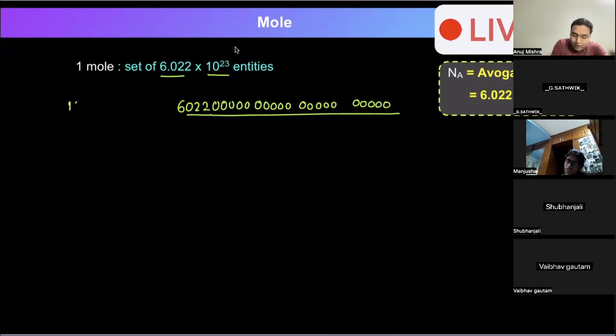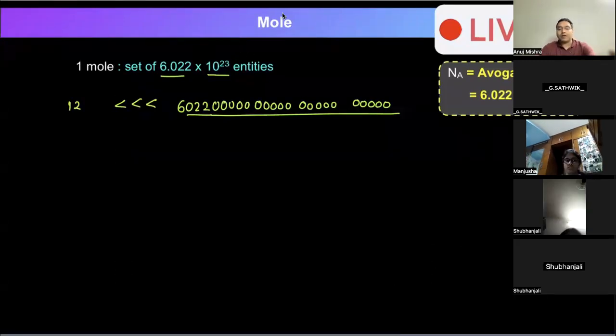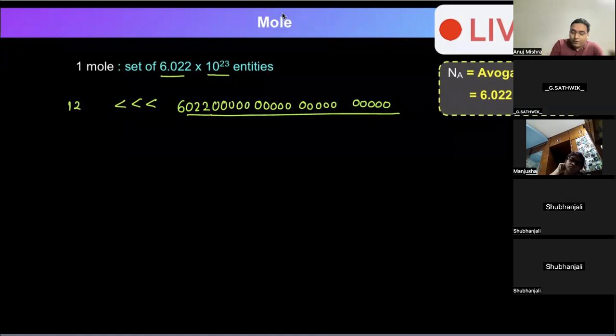In comparison to 12, don't you think this number is very, very big? Please type 1 in the chat box if it is clear that this is a very huge number. Since it is a big number, every time we write it, it will be a problem. We can't write this number every time. So rather than writing it, why can't we use some notation which makes our job easier?